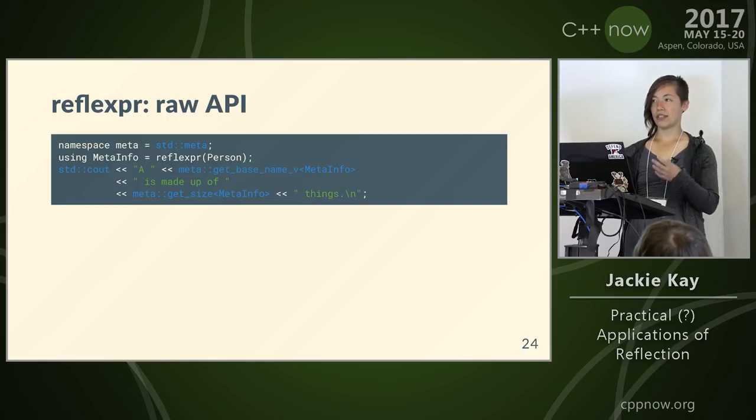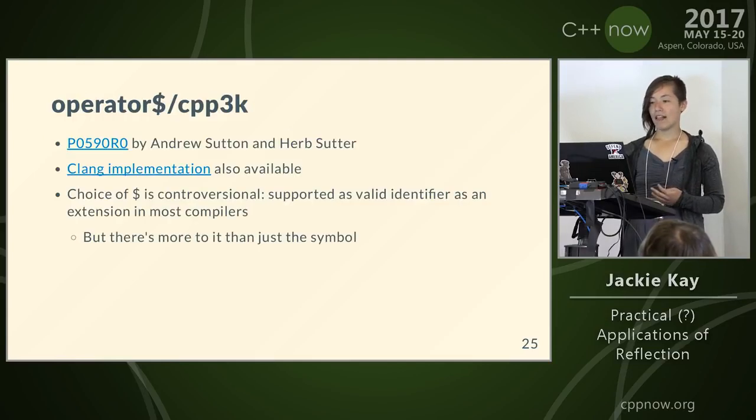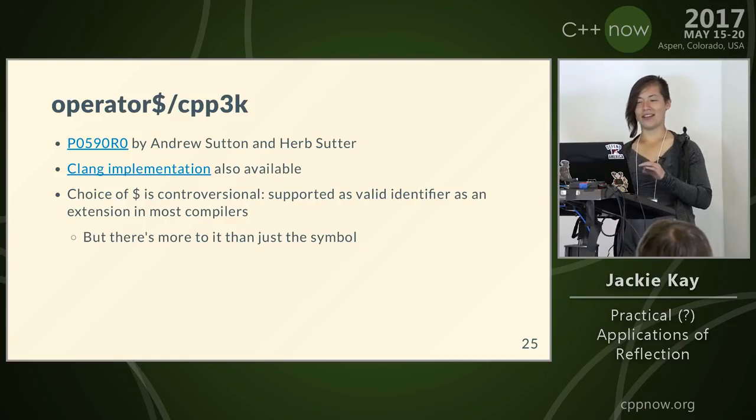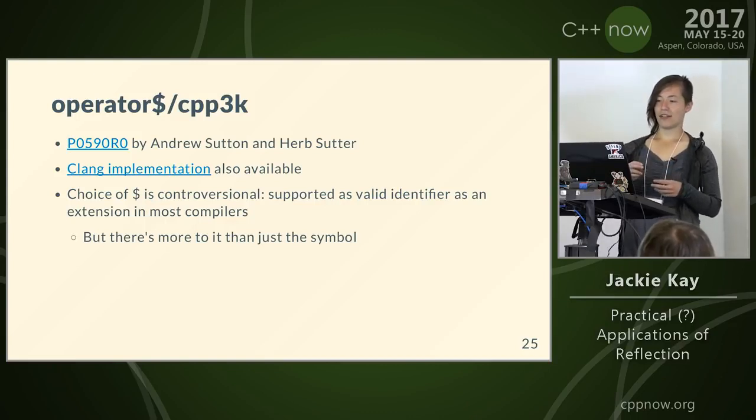And then you use a series of metafunctions such as getBaseName, which gets the name of the struct as a const char array. GetSize returns the number of members, and I'll introduce more as we see them in code examples. So the other reflection implementation I'll sometimes call operator $, or CPP3K, because that's the name of the utility header for this API.